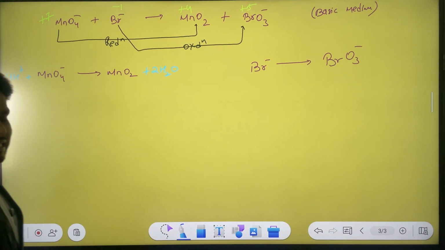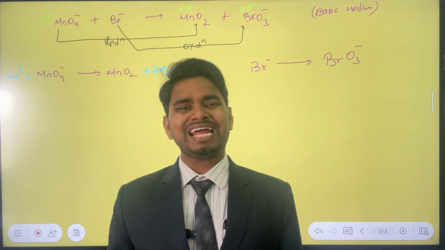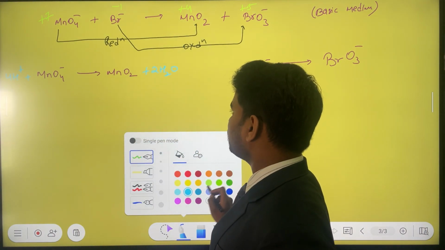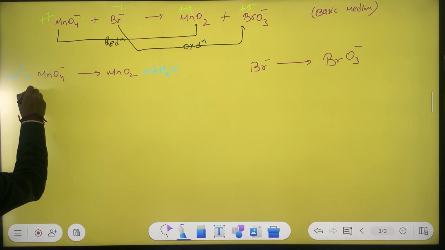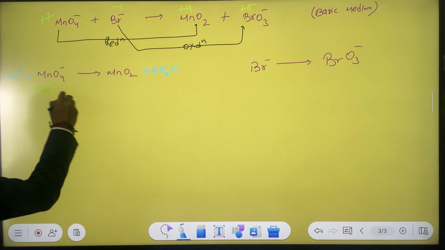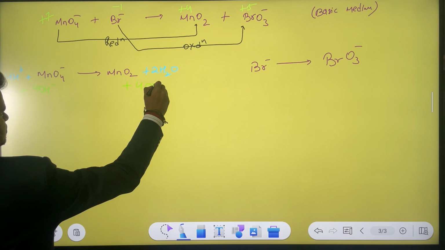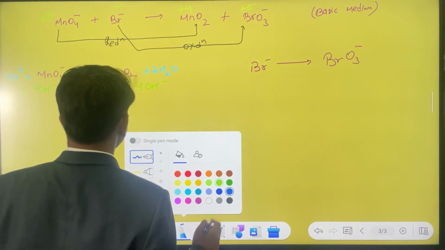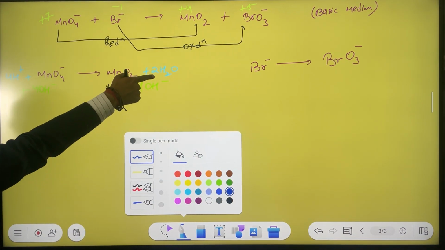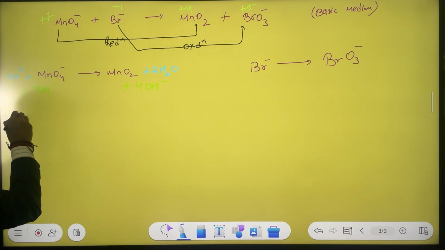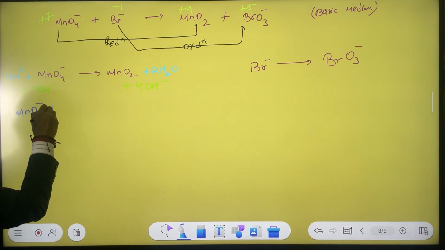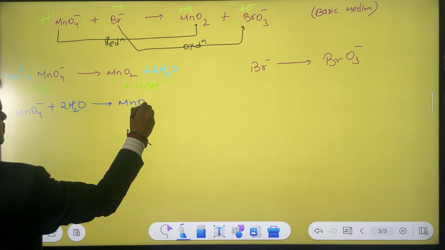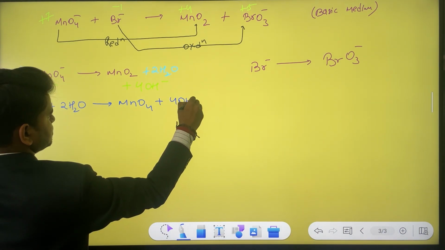But we know that this is a basic medium, so we will not end up having H plus. We will add OH minus as well. How much OH minus will we add? Obviously 4 OH minus. We will add 4 OH minus on both sides. So ultimately you will end up having 2H2O here. MnO4 minus plus 2H2O giving you MnO2 plus 4OH minus, isn't it?